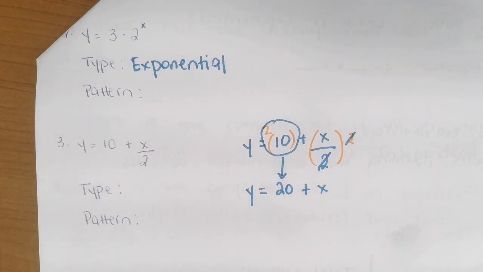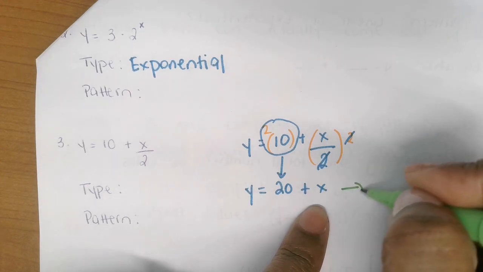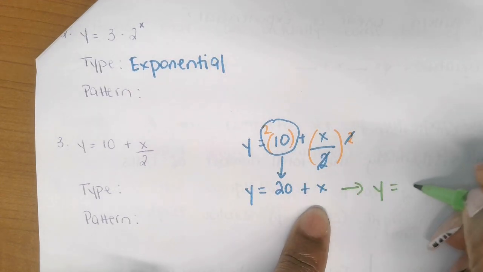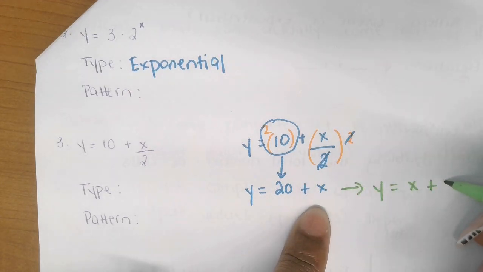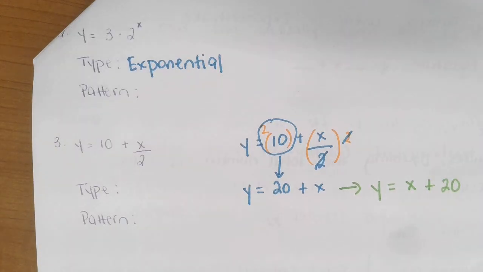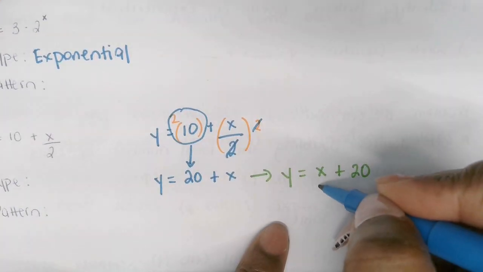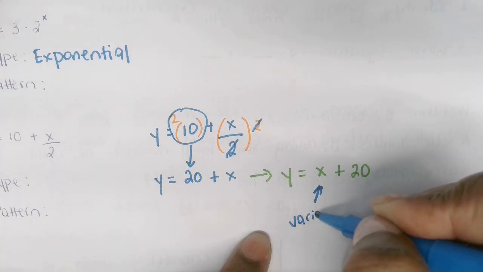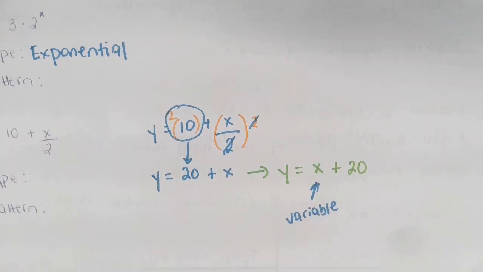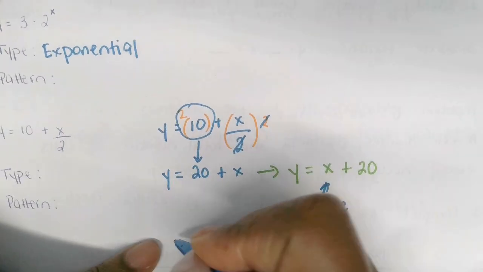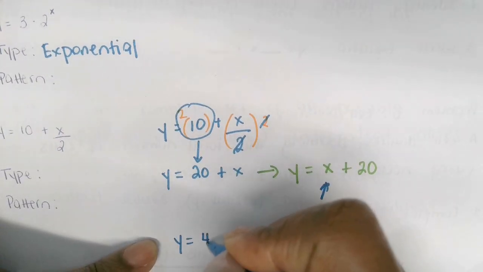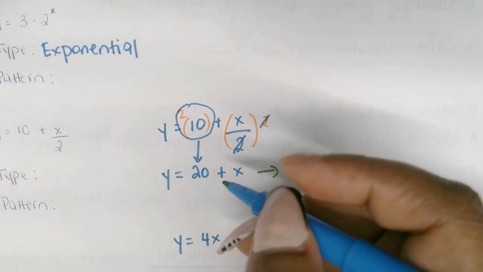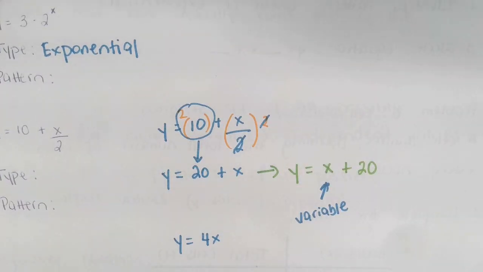I wouldn't suggest leaving it like this, but you can. But the final product would be y equal x plus 20. If you don't know what these are, this is your variable. So the letter is called your variable. The number. So if you are given something looking like this, let's do a little backtrack before. So let's do our previous question.